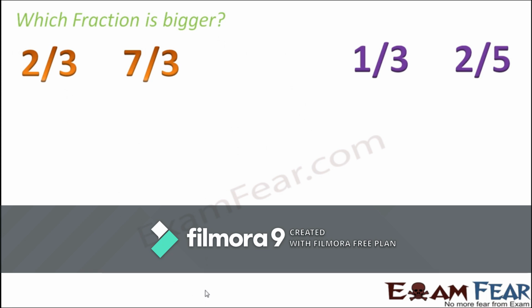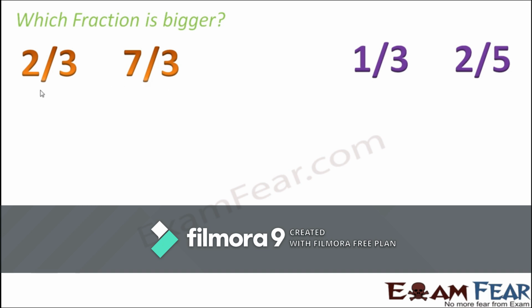Now, how do we compare two fractions? Like on the screen, you see a couple of fractions like 2 by 3, 7 by 3, 1 by 3, 2 by 5. Now, if I ask you which fraction is bigger or which fraction is smaller, how do you determine which one is bigger or which one is smaller? So, the first scenario where we have the same denominator.